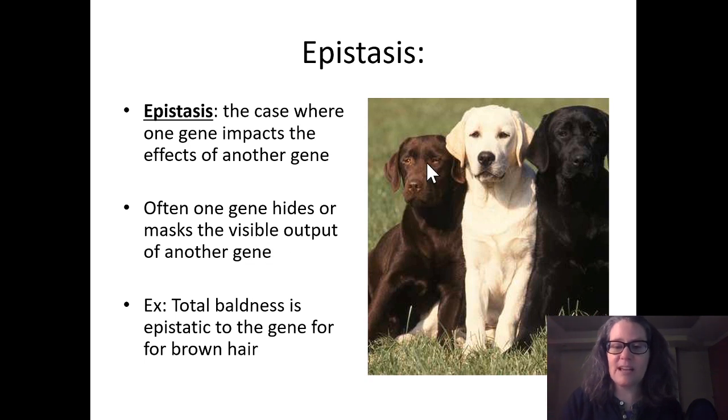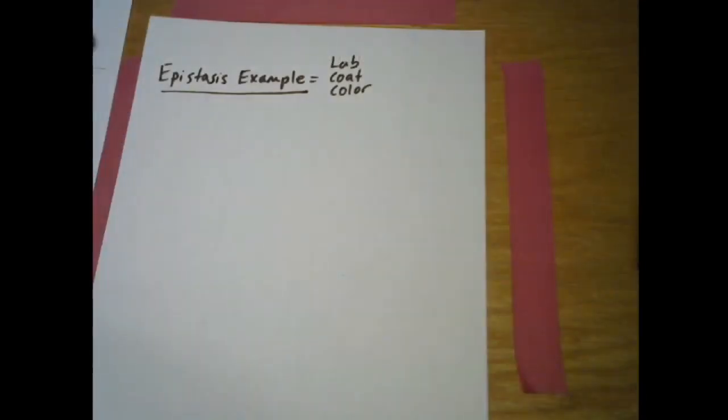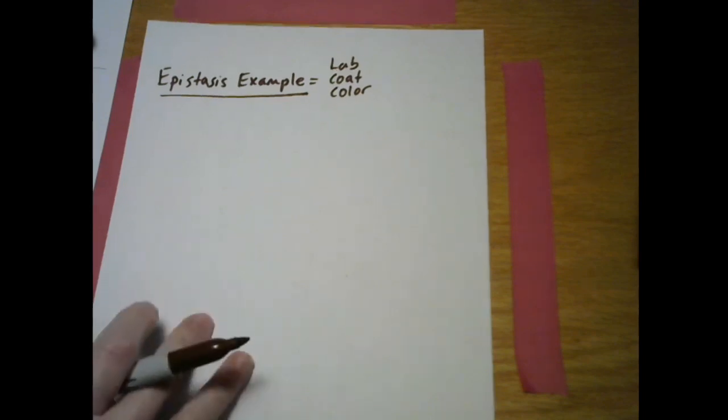Over here you see a brown lab or a chocolate lab, and then a yellow lab and a black lab. So these are common Labrador Retriever colors, and they've been bred, and so breeders have kept track of their genes and they know a little bit about how the genetics is passed. So I want to walk you through how epistasis is working in these particular labs. I'm going to switch to a place where I can draw. So I'm switching off screen here, and here is my epistasis example, lab coat color.